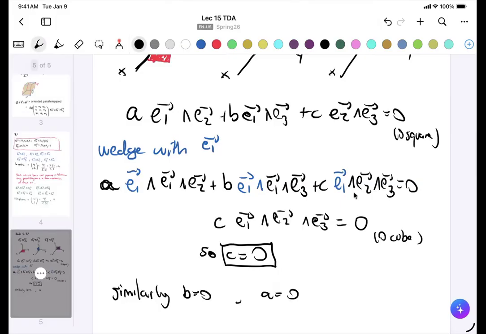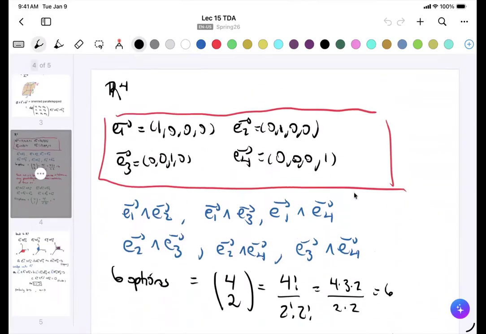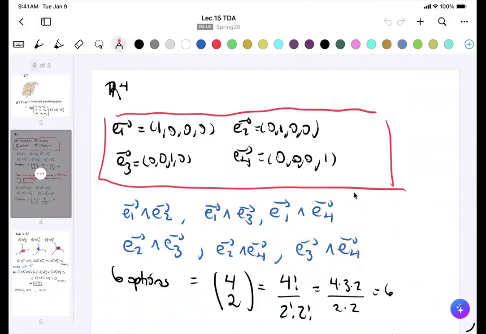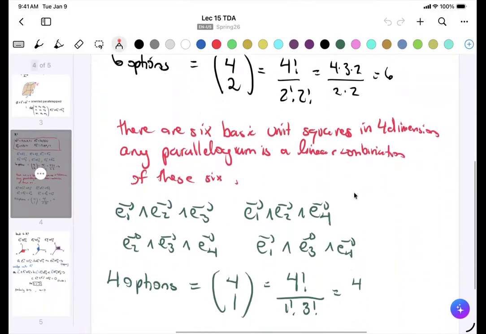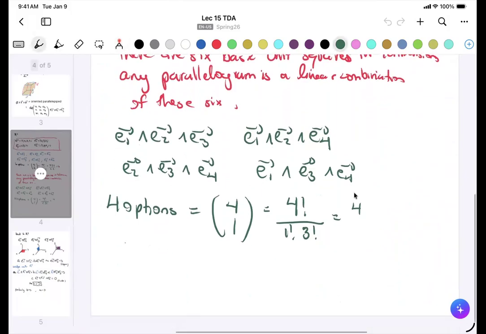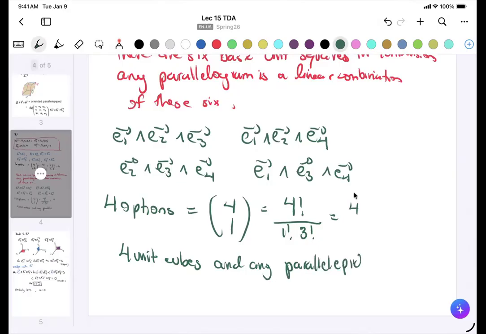Okay, and maybe just to go back to finish this page, what I was saying is that, for example, in R4, there are six distinct unit squares, and any parallelogram is a linear combination of those six unit squares. There are, sorry, four distinct unit cubes, so four unit cubes, and any parallelepiped is a combination of these.